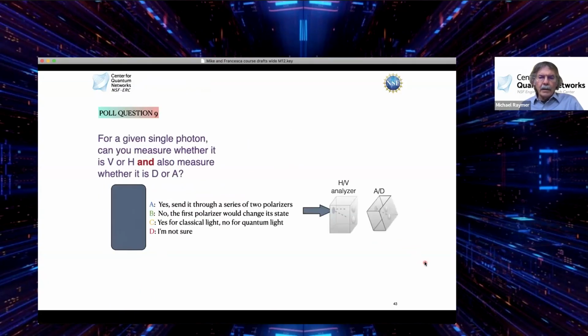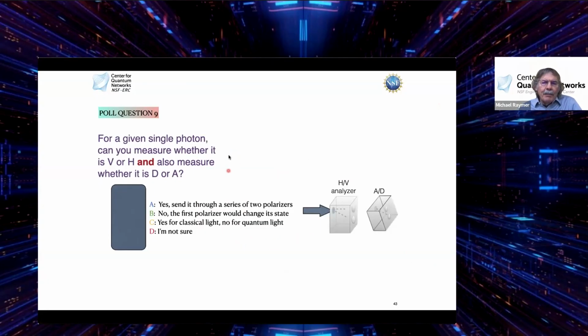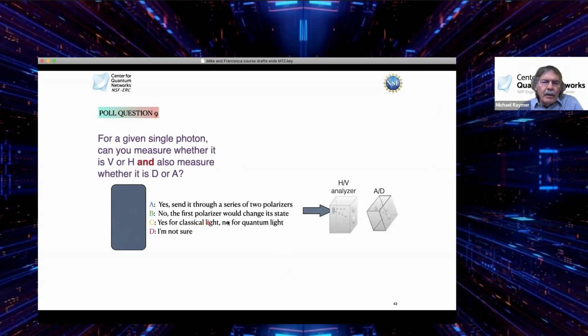Now, here it is. I put up a poll question for this one. Okay, here we have a nice 50-50 mixture of answers A and B. Okay, C is not relevant because we're talking about single photons, so we can't really talk about classical light, so that's a red herring. But A and B are equally reasonable, okay?